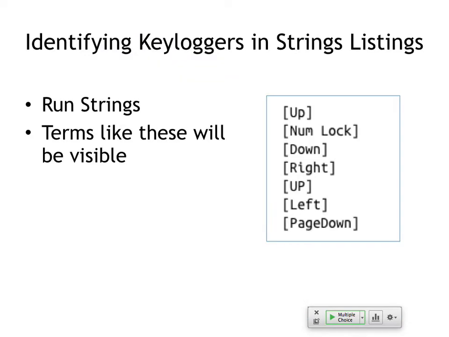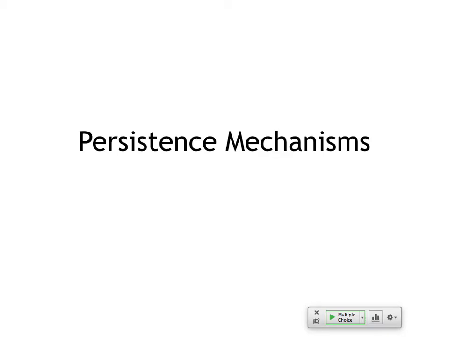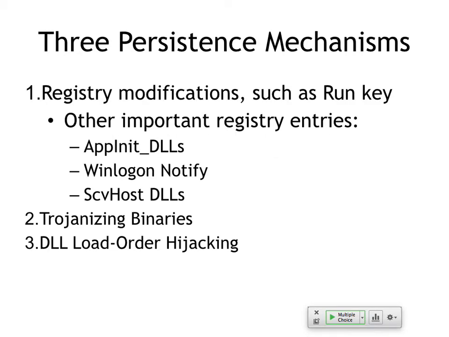Anyway, if you want to identify a keylogger, you'll see in strings some way to mark keys, like up and right and down and numlock and page down. Those are pretty good clues that you've got a keylogger. It has to have those strings to record those events. All right, and then there are persistence mechanisms. You have to have some way to make the malware stay on the machine even after a restart, because people will restart Windows machines pretty often for various reasons, like putting on updates or just because it's crashing.